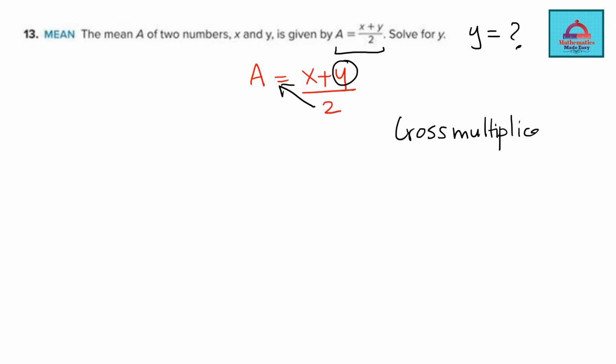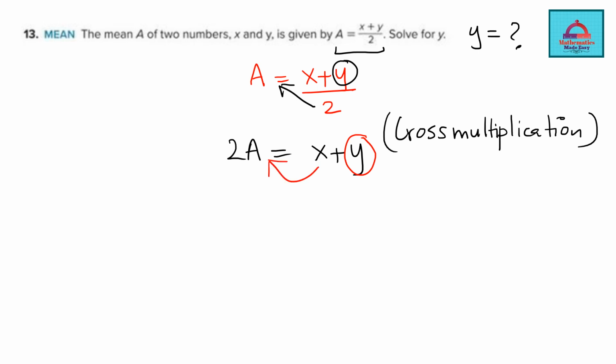So the 2 goes on the other side, it gets multiplied to a, so it gives you 2a equal to x plus y. Out of this we need the value of y, so I'm going to keep it here and move 2 on the other side. Here both of them were added, so x, when it moves from the right side to the left side, it will change the sign, it becomes minus x. So that is your value of y and your answer.